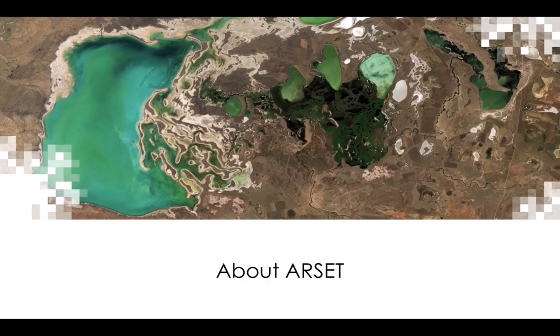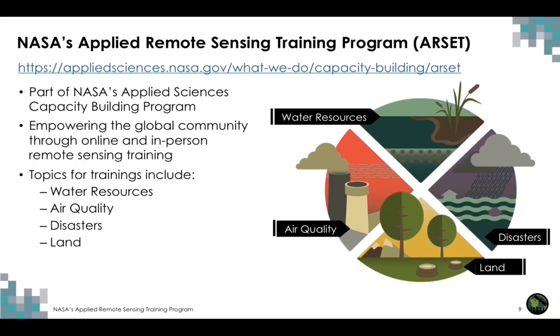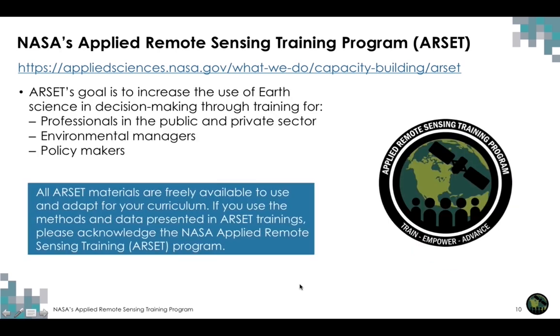So we'll start with the introduction to ARSET. For those of you who have not taken ARSET trainings before, the ARSET program, or Applied Remote Sensing Training Program, is part of NASA's Applied Sciences Capacity Building Program. It is designed to empower the global community through online and in-person remote sensing trainings. The trainings are offered in these four thematic areas shown here: water resources, air quality, land, and disaster. ARSET's goal is to increase the use of earth science in decision-making through training for professionals in the public and private sector, environmental managers, and policy makers.